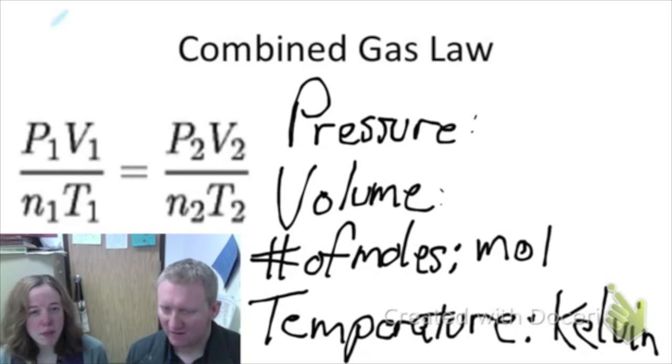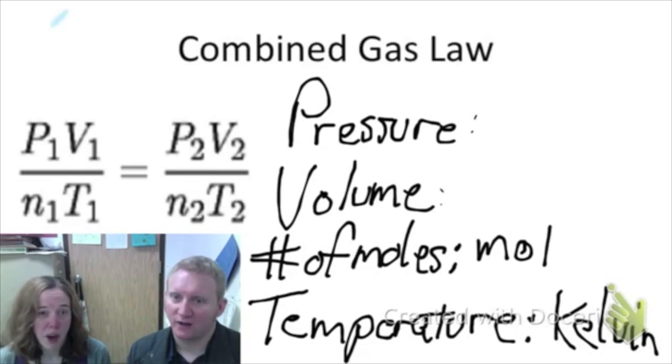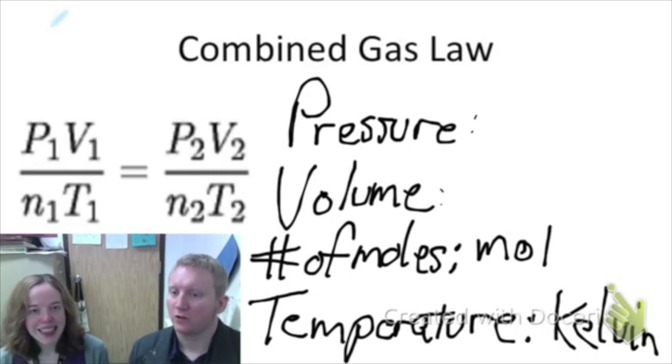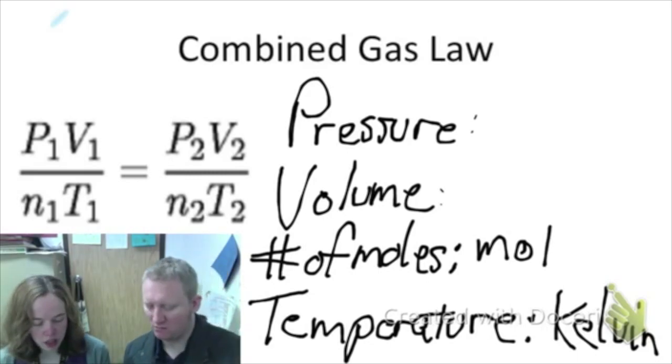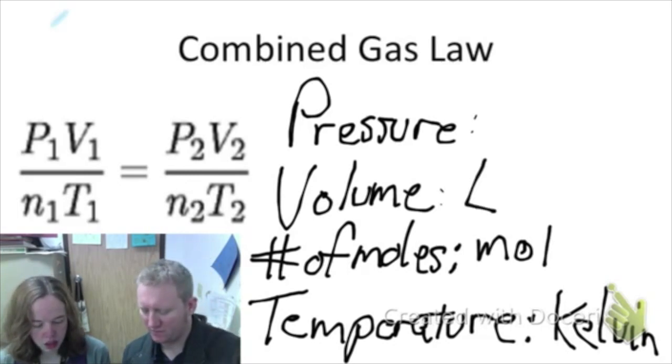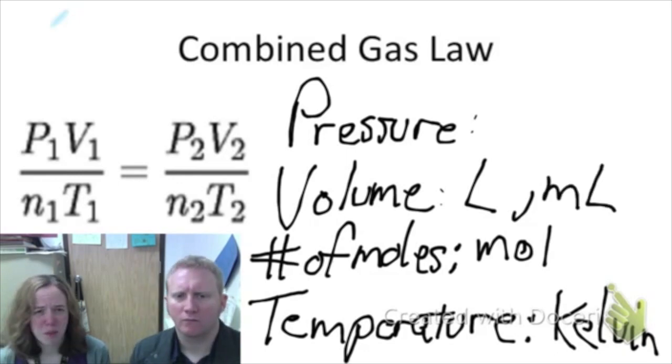Volume can be a touch more complicated, but not much. Because we're scientists, we use metric. Volume will always be either liters, which is L, or milliliters, mL. I don't think we're having a cubic centimeters one, but you might.